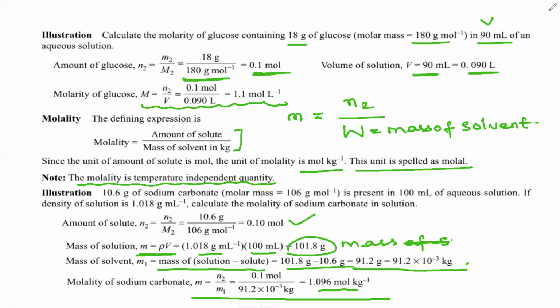Molality is always represented by small m. Molarity is represented by capital M. Capital M and small m, that is the difference. And small m is also called molal, a molal solution. Next.